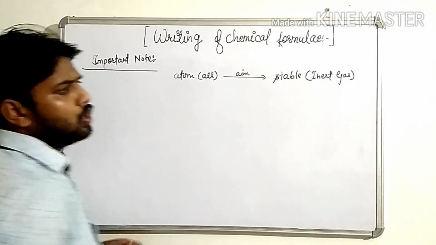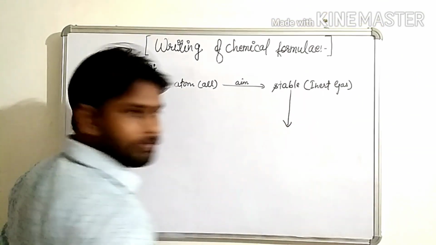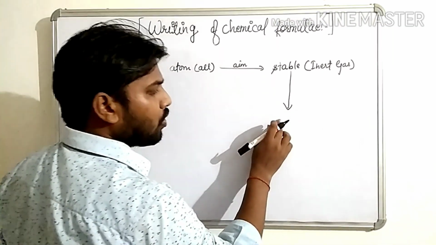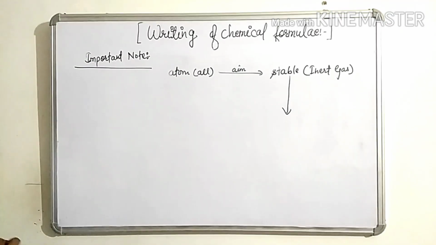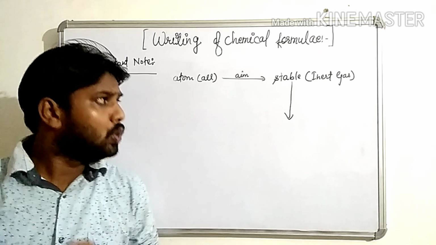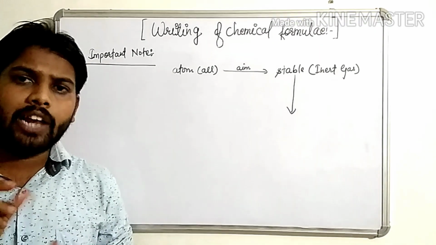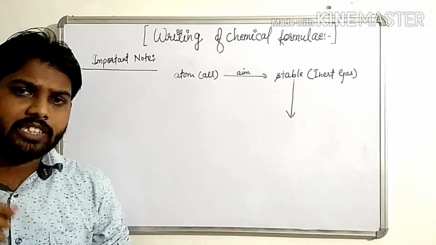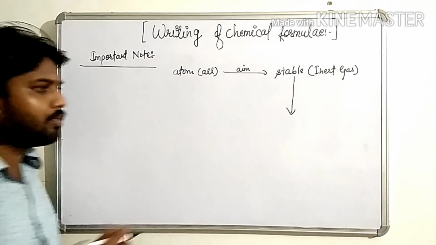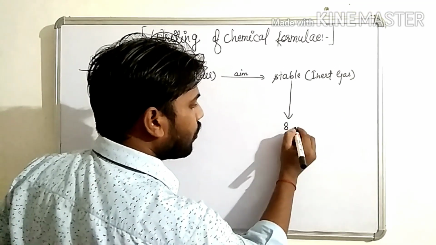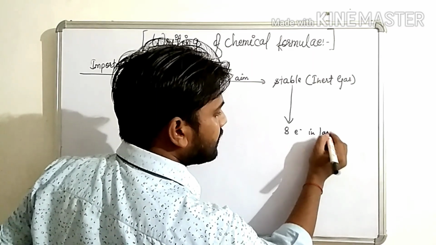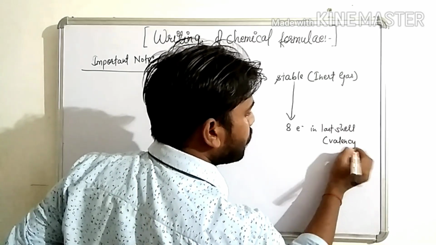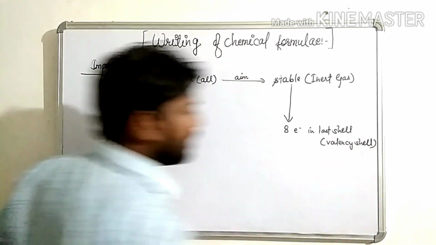So children, to become stable, they have to complete 8 electrons in the last cell. Once again I repeat, to become stable, all atoms have to complete 8 electrons in the last cell. 8 electrons in the last cell means the valency shell or outermost cell. Clear, children?